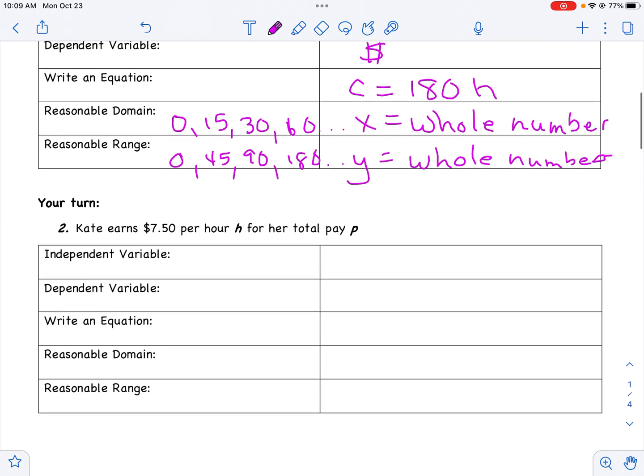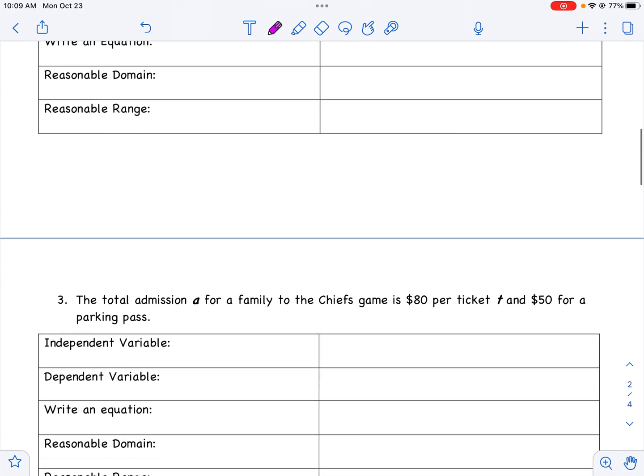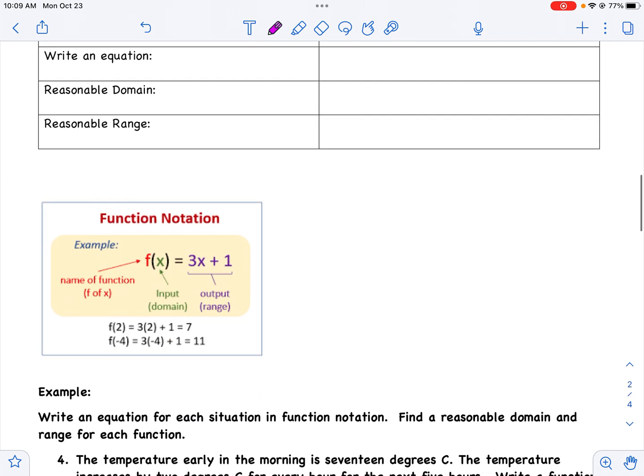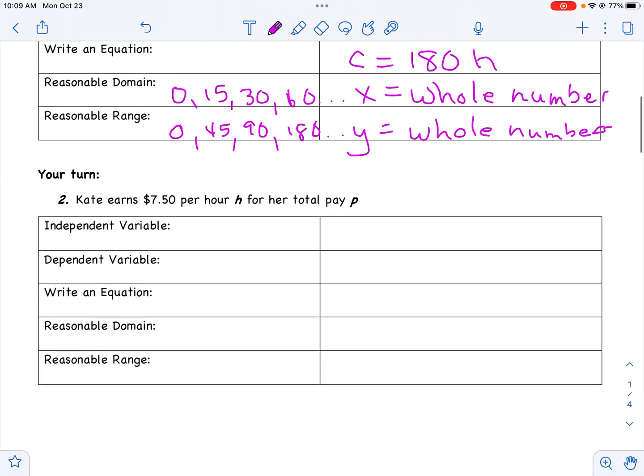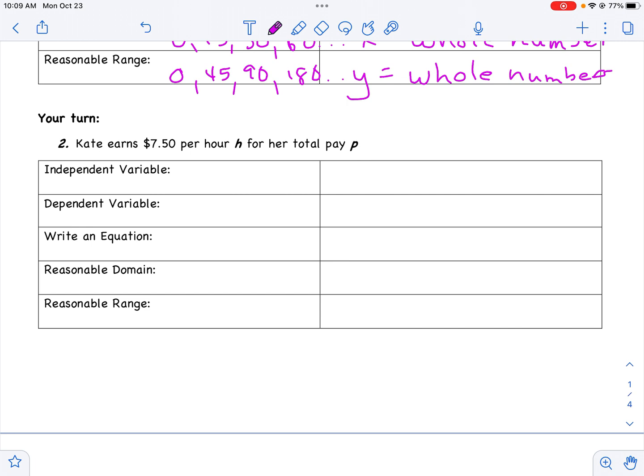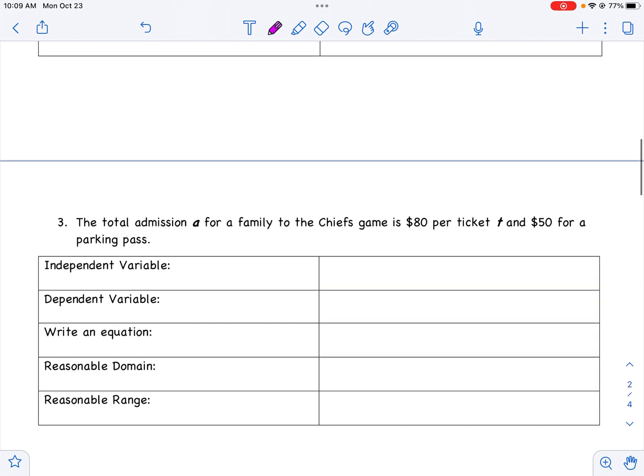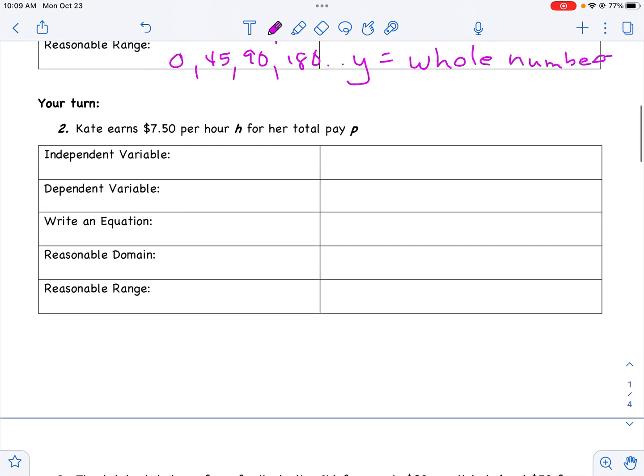All right, let's try a different one. Let's try number 2. Number 2 and number 3 are your turn. Kate says she's earned $7.50 per hour for her total amount of pay. Again, that one's almost the same as the one we had before. I think the only thing I want to highlight on this one is the domain and range. Clearly, we wouldn't just have whole numbers.